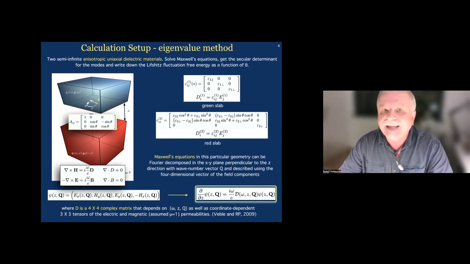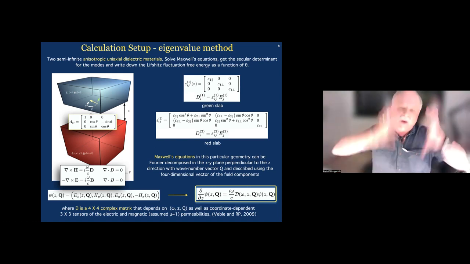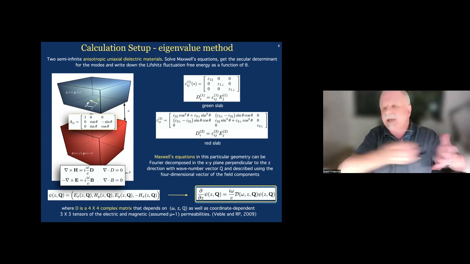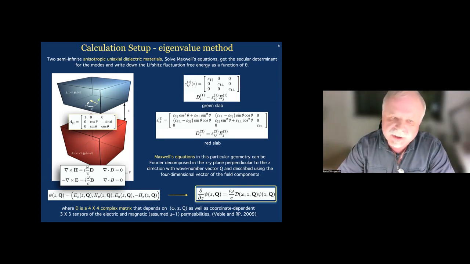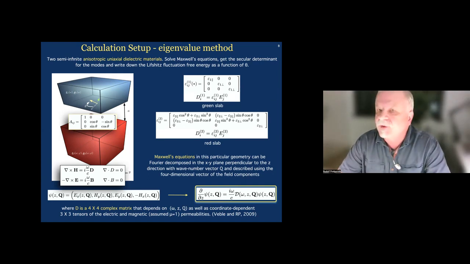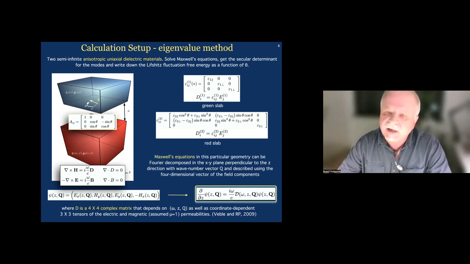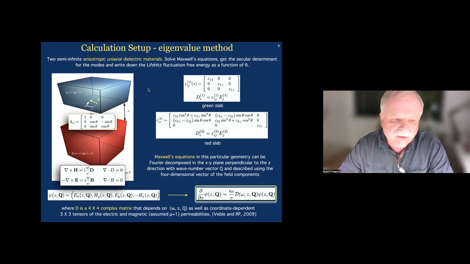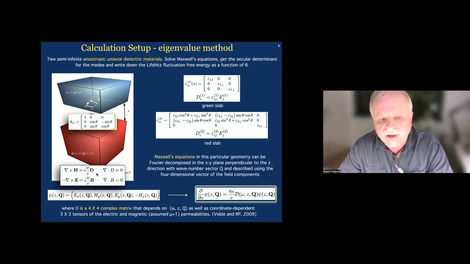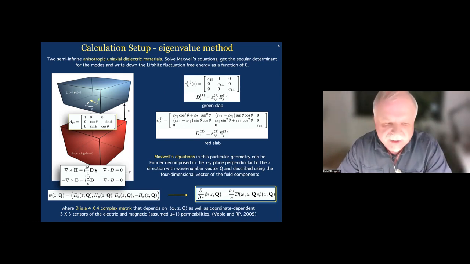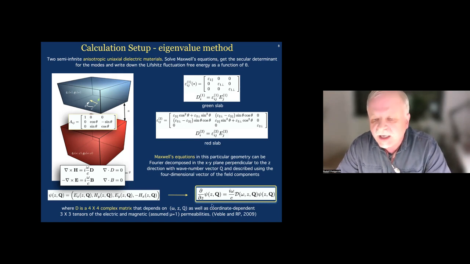We were looking at a system composed of layers periodic in one direction. And the question is, what would be a good methodology to evaluate the van der Waals or Lifshitz free energy in that particular geometry? We found that probably the best way to approach it is not to solve Maxwell's equations in the usual form, but to rewrite them. There's no real transformation. You just rewrite them in the form of an eigenvalue problem right here.